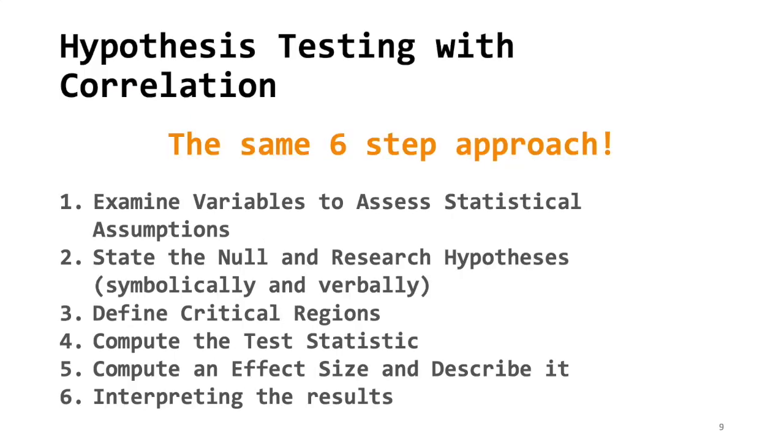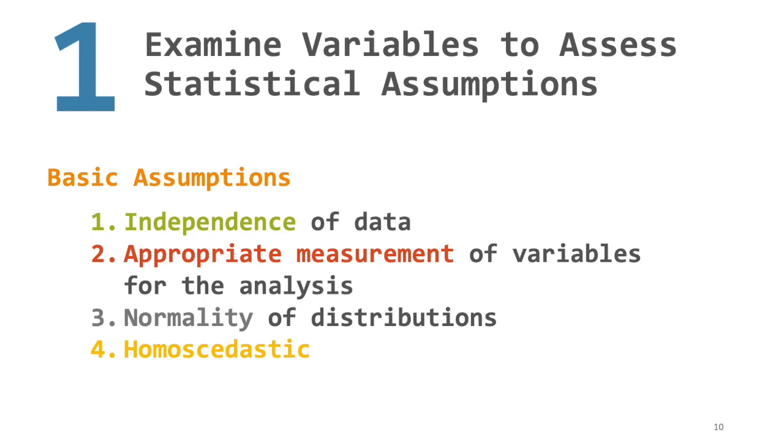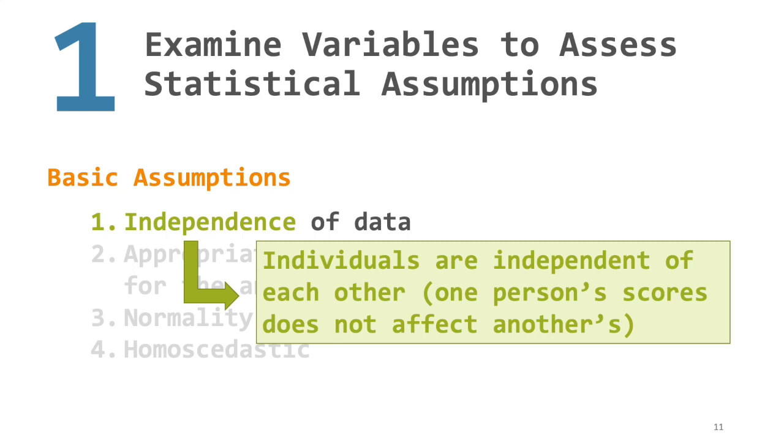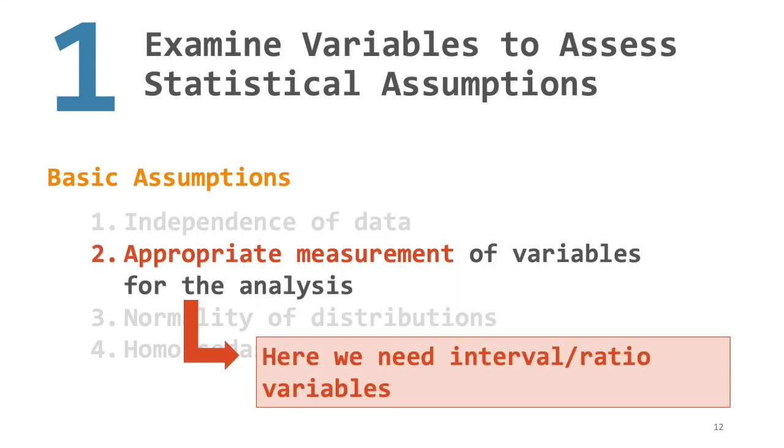Probably not shocking, the hypothesis testing with correlation is going to use the exact same 6-step approach. First is the assumptions. We still want our data to be independent. So individuals are independent of each other. So one person's scores on their variables do not affect someone else's. We want interval ratio variables for the appropriate measurement.